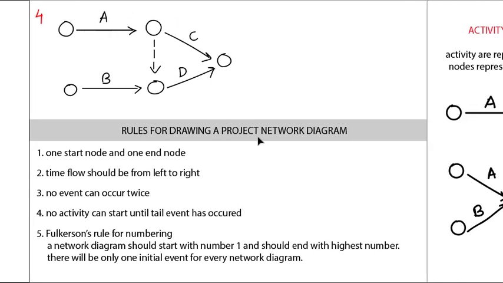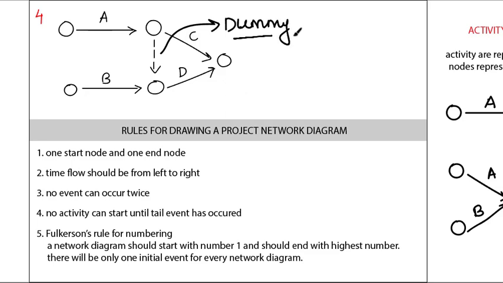And this is the fourth example. So now activity A takes place, activity B takes place, activity C can be started after the completion of A. But for activity D to start, A and B both must be completed, because the arrow here is a dummy activity. This dotted line indicates a dummy activity. So C can start after completion of A, but D can only start after the completion of A and B both, right?